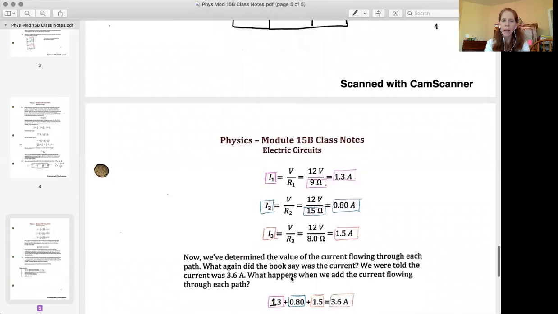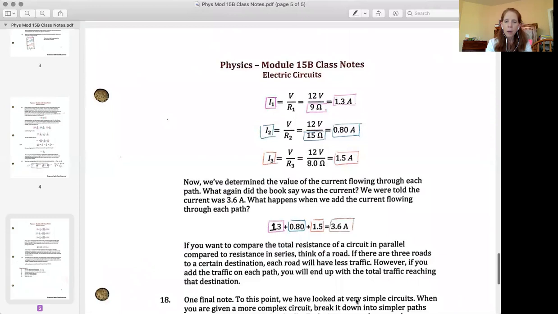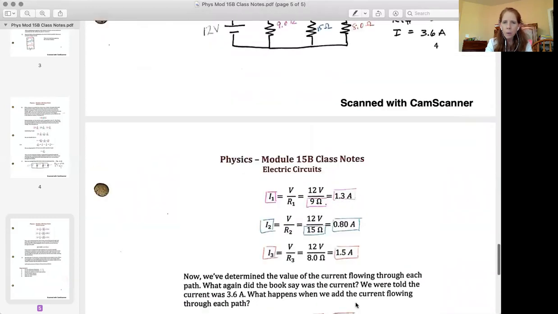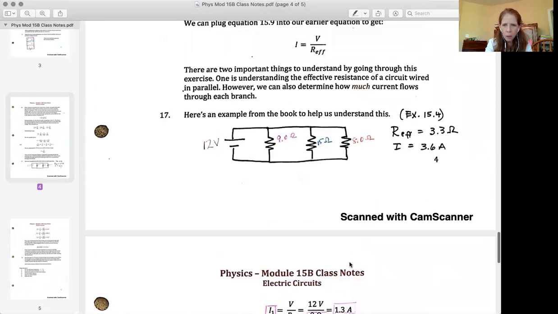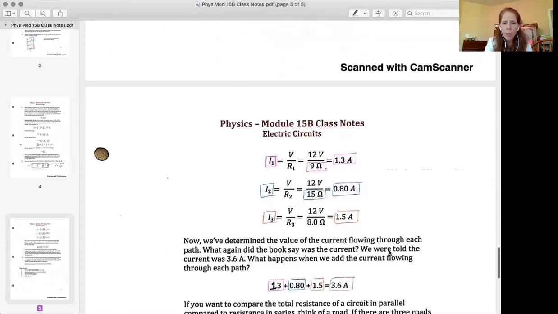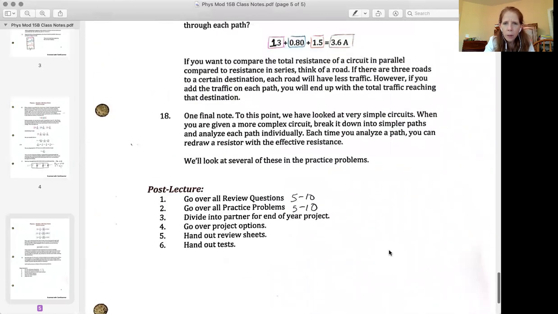We were told by the book that the total current was 3.6. So when we add up all the current that's flowing, what do we get? We get 1.3 plus 0.8 plus 1.5. Perfect, 3.6 amps. That was just looking at the current, and you can see how they all add up. I was hoping that we had one that was going to talk about an actual problem.